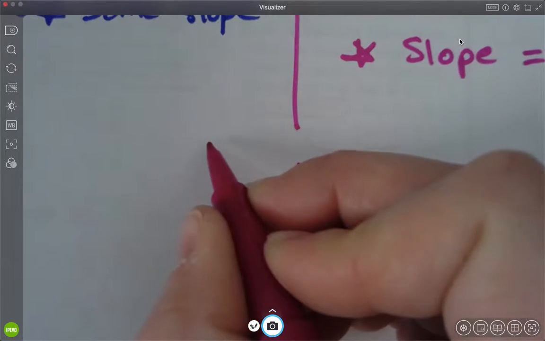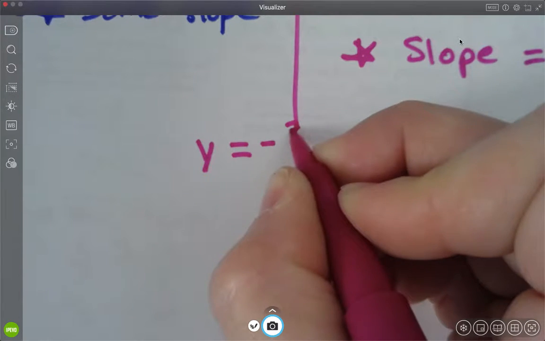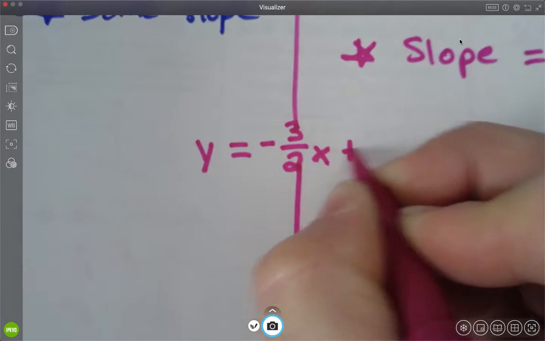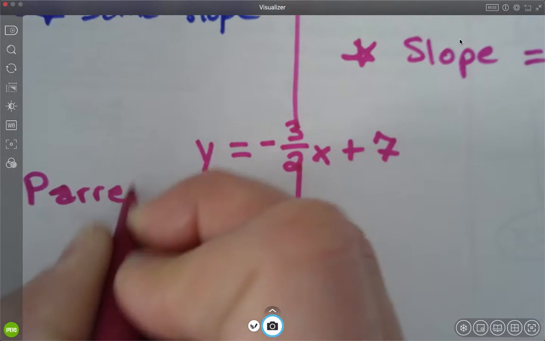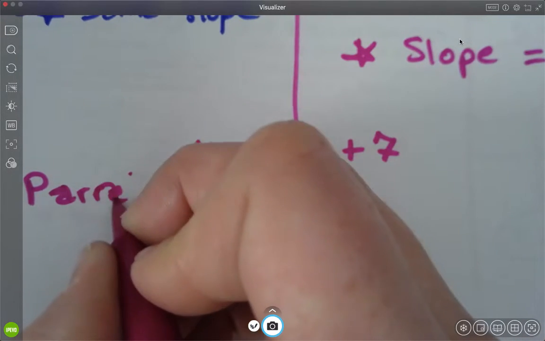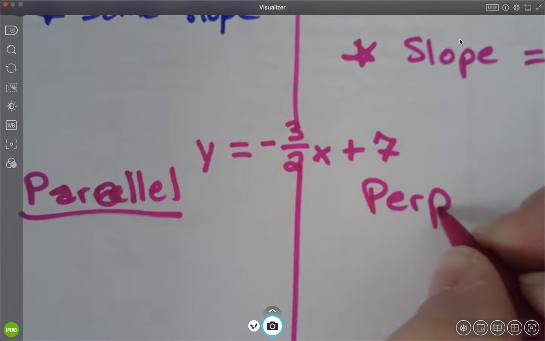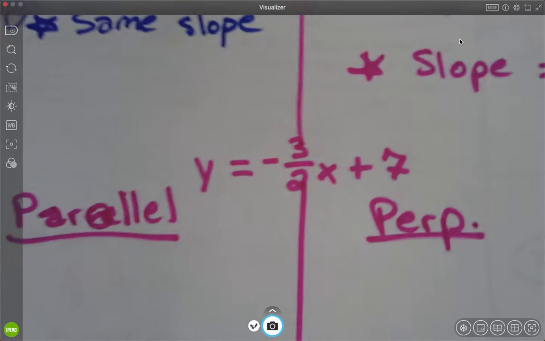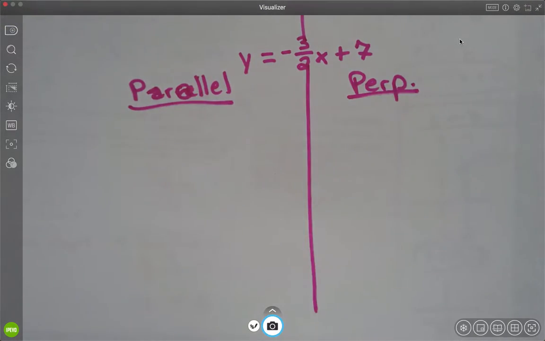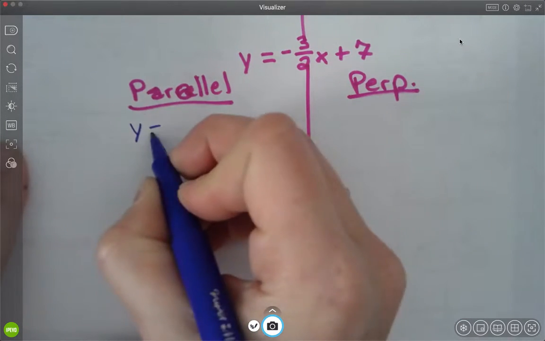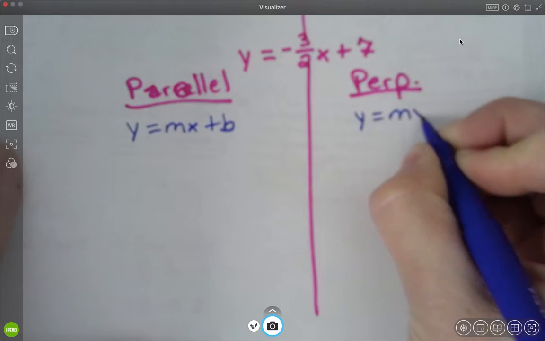What was my original line again? Y equals -3/2x plus 7. I'm going to do both parallel and perpendicular because I know your homework assignment is going to do both of them. So parallel and perpendicular. My equation has to look like y equals mx plus b.